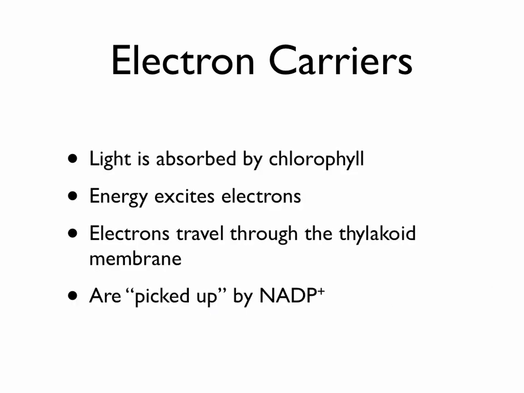Well, electron carriers do sort of the same thing. As light is absorbed by the molecule chlorophyll, it excites electrons. It gives them lots and lots of energy. And those high energy electrons are going to travel throughout the thylakoid membrane in the chloroplast, and they're going to potentially damage the components of that membrane unless they are handled properly. And in the case of the electron carriers, in the case of the electrons from photosynthesis, they need to be picked up by a molecule called NADP+.